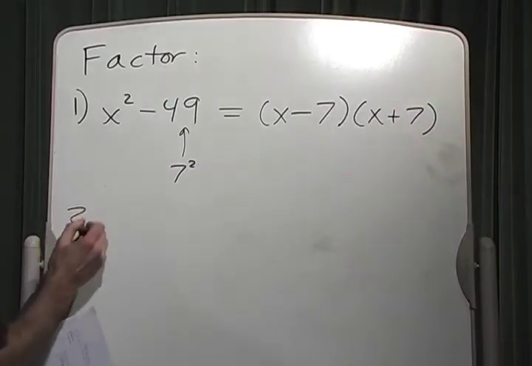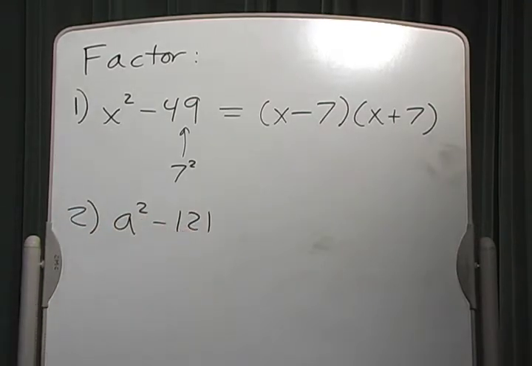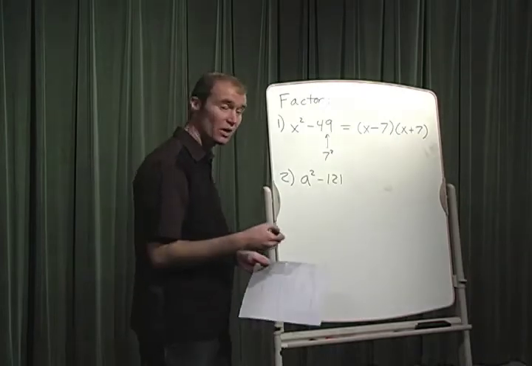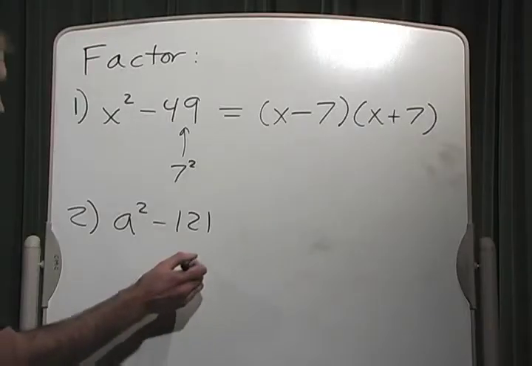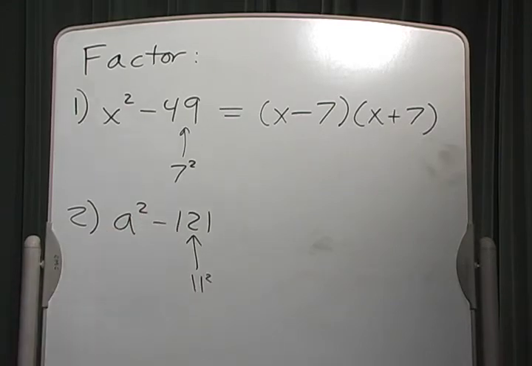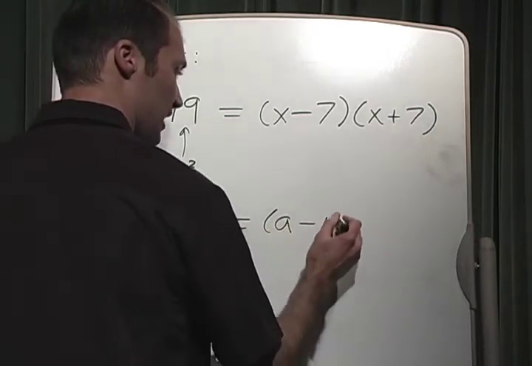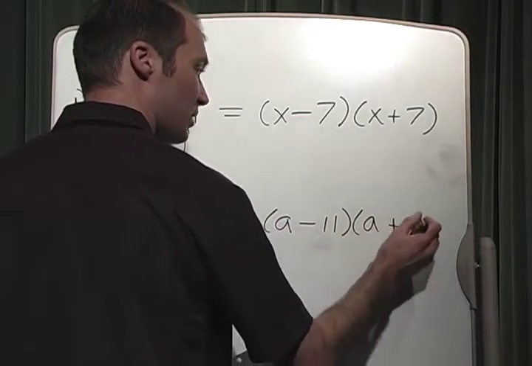How about this one? What if I had a squared minus 121? Well, this is also a difference of squares. This is 11 squared that gives me 121. So what I have here is a minus 11 times a plus 11.